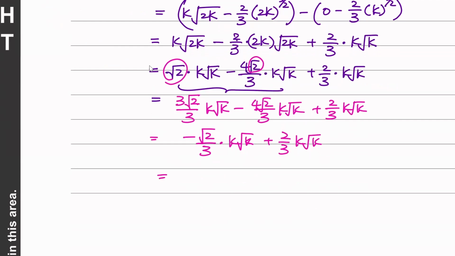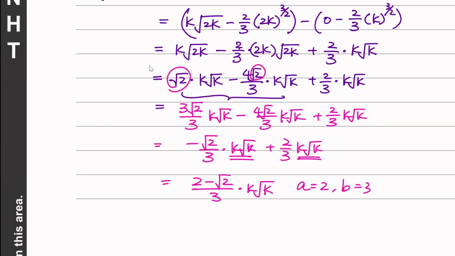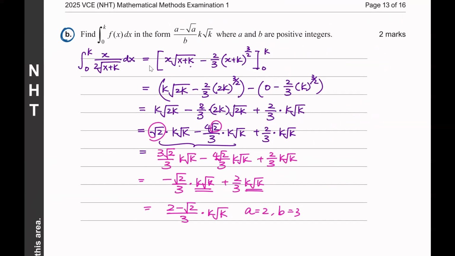Therefore, you bring out a common factor. You can put it at the front or put it at the end. So the A value is 2, B value is 3. Yeah, the problem is finished.